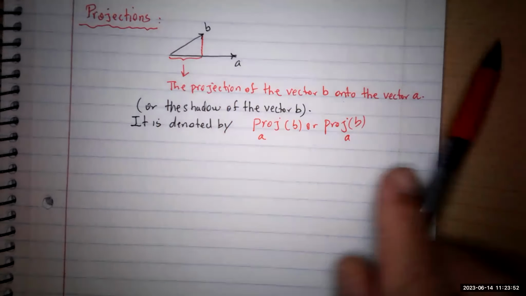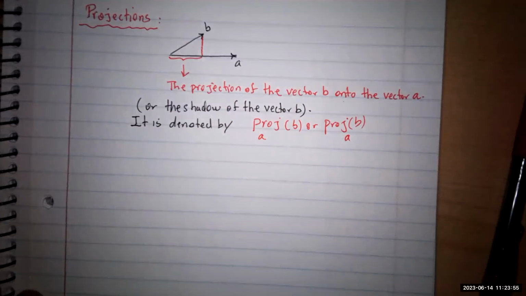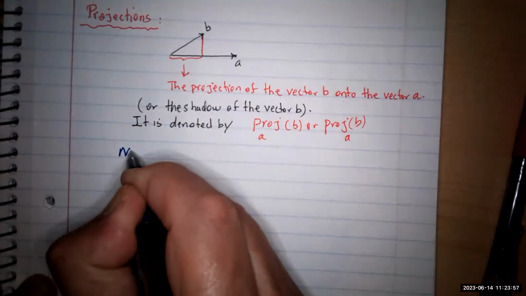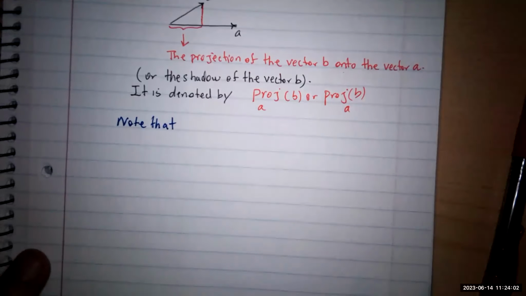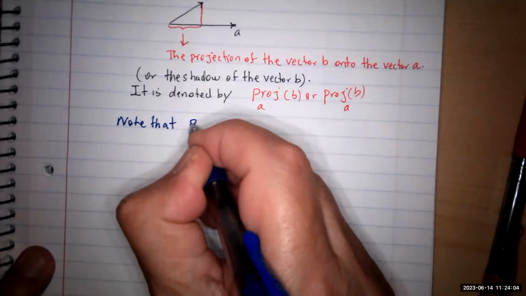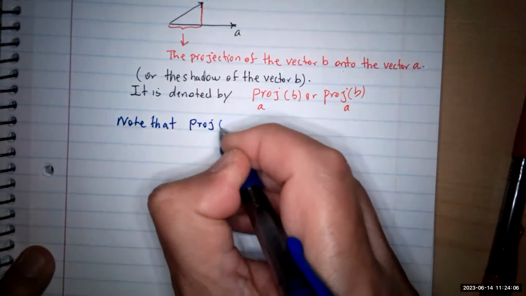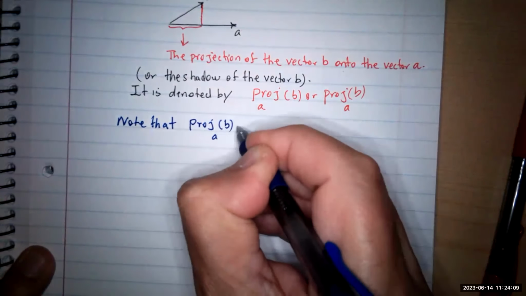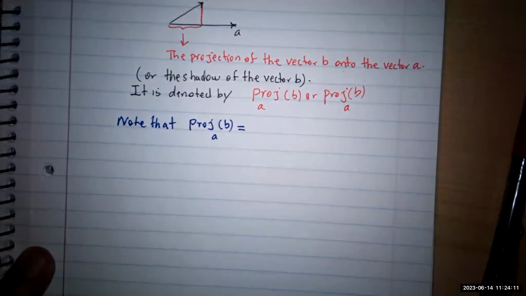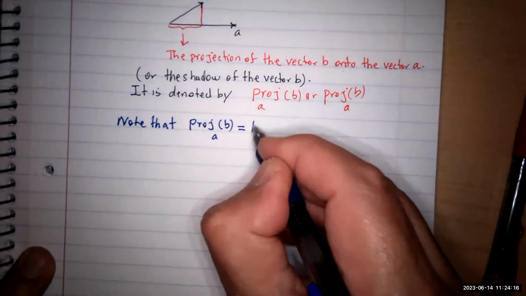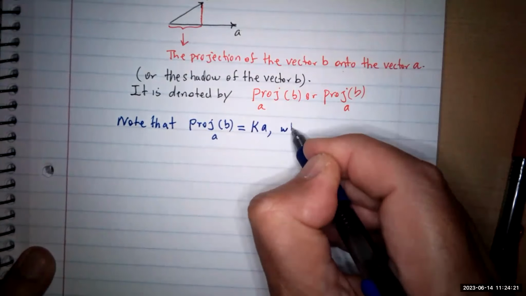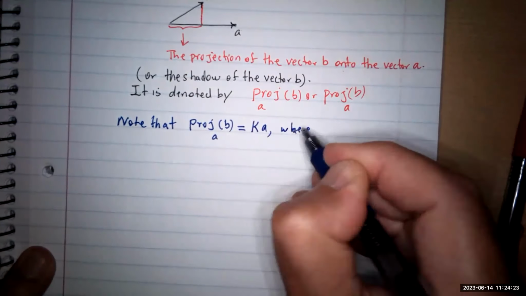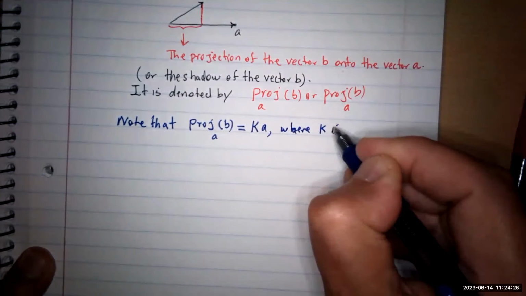Okay, so note that this is it. See, that projection is a part of A. So note that the projection of B onto A is part of the A, or it's parallel to the A. So it's going to be equal to the multiple, K times A, where K is a number. It's going to be a scalar.